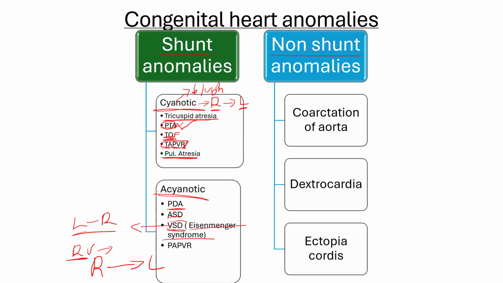Please note that total anomalous pulmonary venous return is cyanotic, whereas partial anomalous pulmonary venous return is acyanotic. Then on to the non-shunt anomalies, three of them: coarctation of the aorta, find an image; dextrocardia; and ectopia cordis.